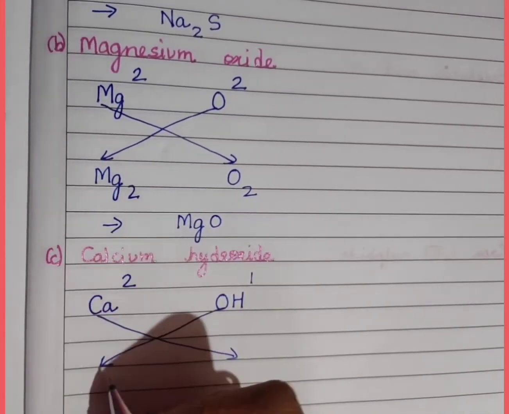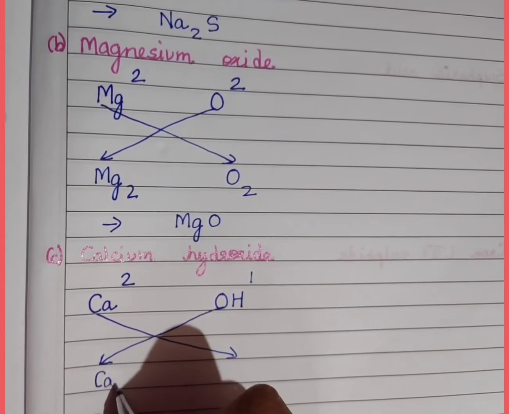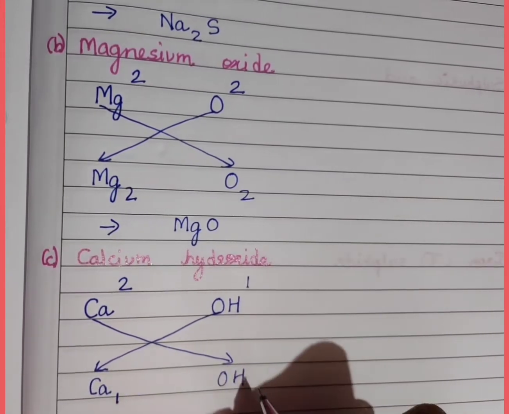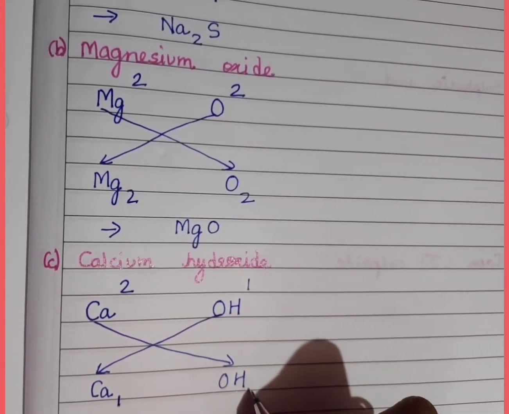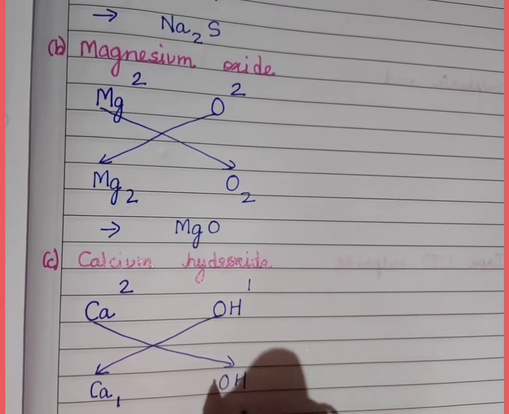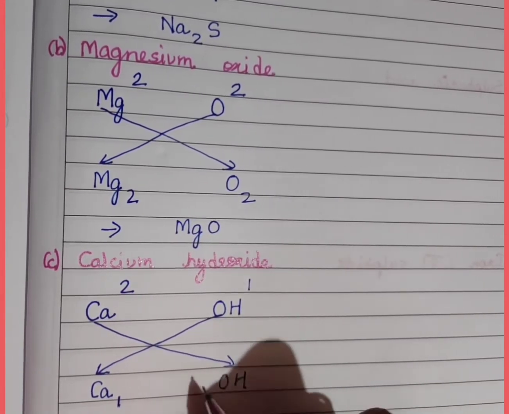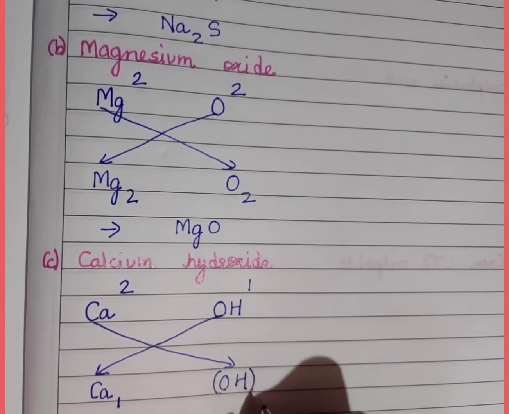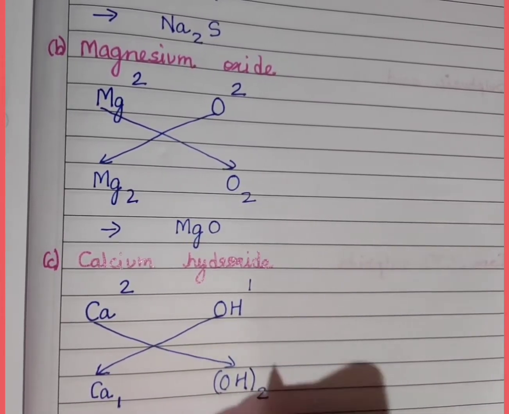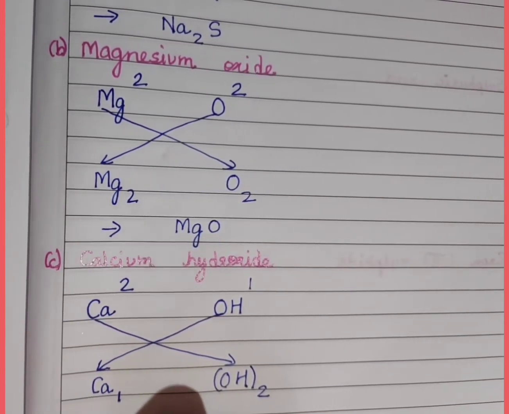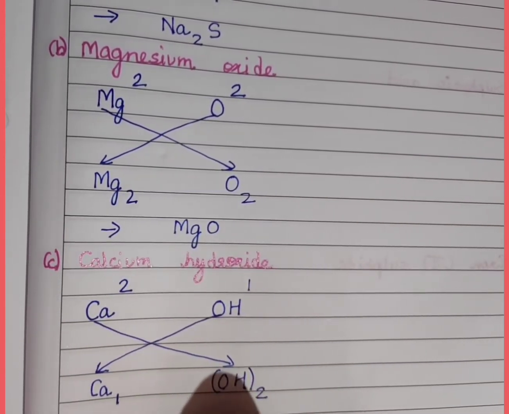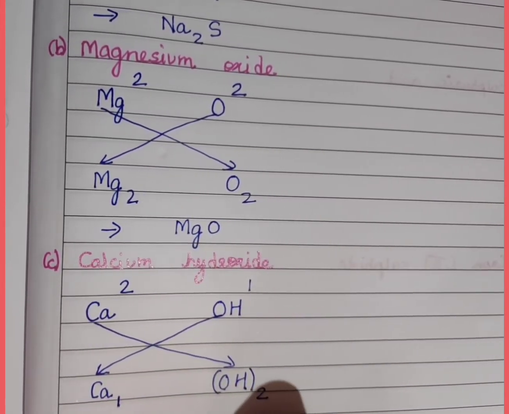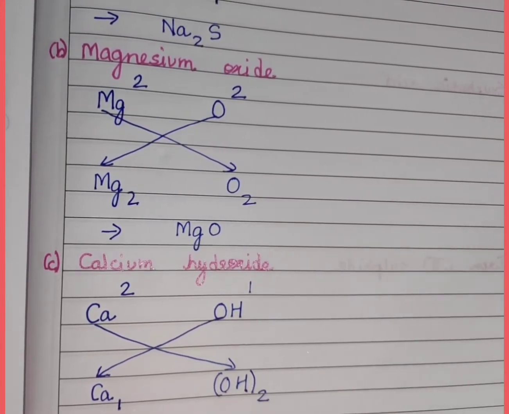Okay. Now when they interchange their valencies, what will happen is that 1 will come here and 2 comes here as subscript. But since this is a polyatomic ion, we are going to put OH in bracket and then write the valency. So what is the formula of calcium hydroxide? Ca will ignore 1, OH whole 2.